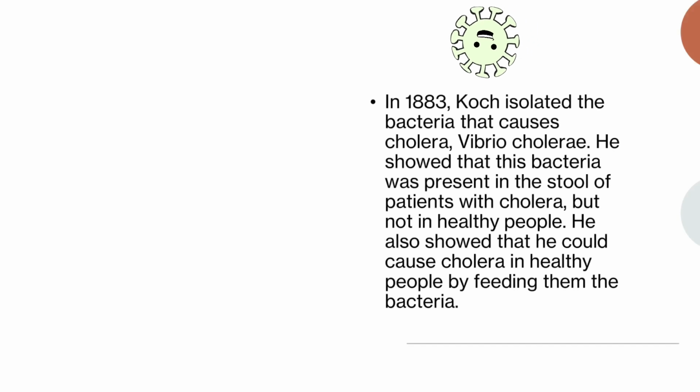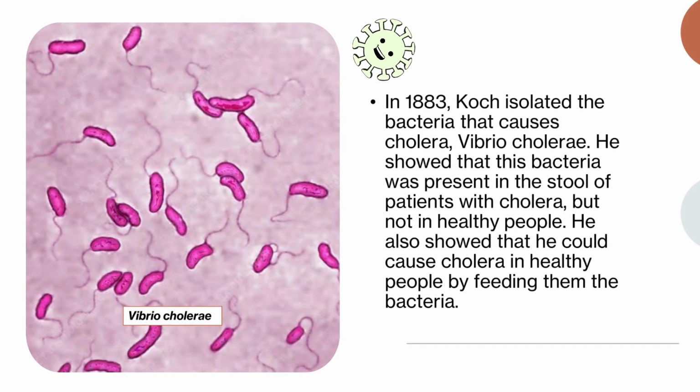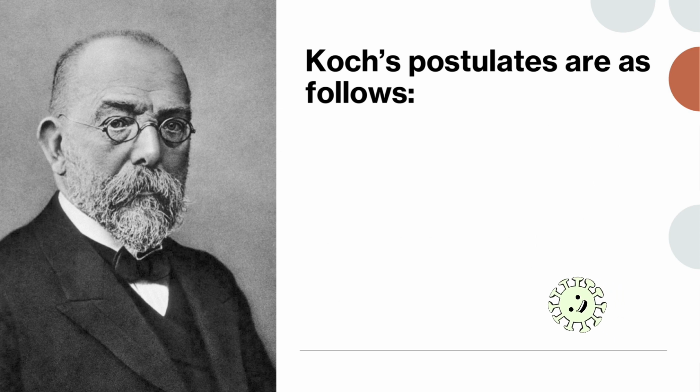In 1883, Koch isolated the bacteria that causes cholera, Vibrio cholerae. He showed that this bacteria was present in the stool of patients with cholera, but not in healthy people. He also showed that he could cause cholera in healthy people by feeding them the bacteria. Koch's postulates are as follows.